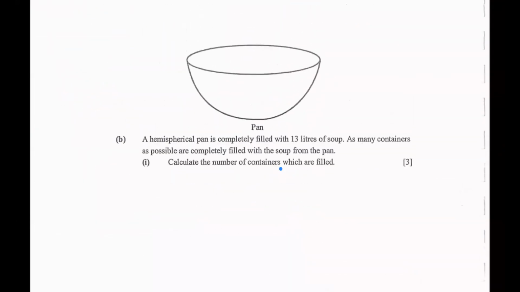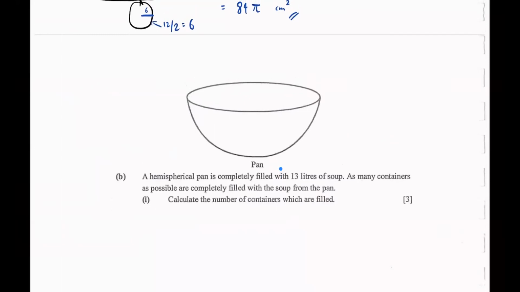Hemispherical pen. Okay, I'll give you the formula first. Volume of a sphere. This is subscript notation: V, then a subscript where I write down the description, V sphere. This will be equal to 4/3 pi r cubed. Then what about a hemisphere? Hemi just means half, so just divide by 2, and it becomes 2/3 pi r cubed.